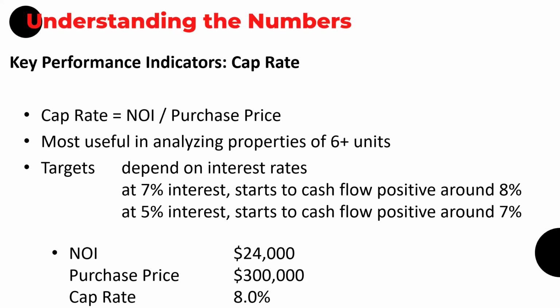And when you're looking at cap rate at 7% interest, you're going to start to see your property cash flow positive around the 8% cap rate range. And at 5% interest, you're going to start to see your property cash flow positive around the 7% cap rate range. So as an example, if your NOI is 24,000 and your purchase price is 300,000, you've got a cap rate of 8%.